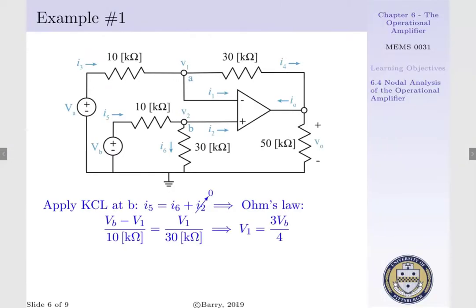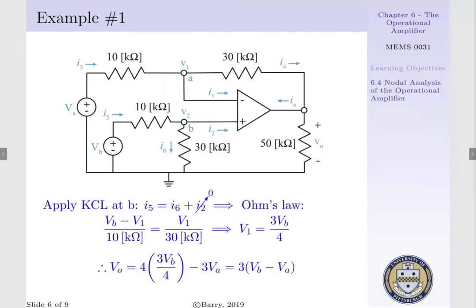To determine V1, we'll apply KCL at B, such that we have an expression for V2. When we apply KCL at node B, we have I5 entering and I6 and I2 exiting, where I2 is equal to 0. Thus, I5 is equal to I6. I5, using Ohm's law, can be expressed as VB minus V2, which is identically equal to V1, per 10 kilo ohms, and this is equal to I6, which can be expressed as V2 minus ground per 30 kilo ohms, where V2 can be expressed as V1. Thus, V1 is equal to 3/4 VB.